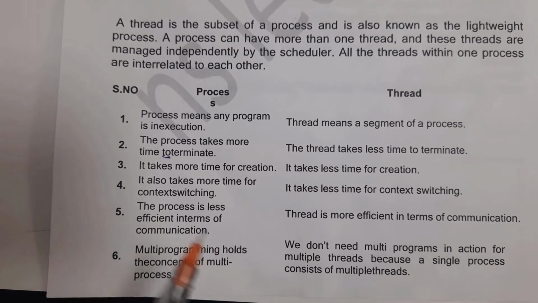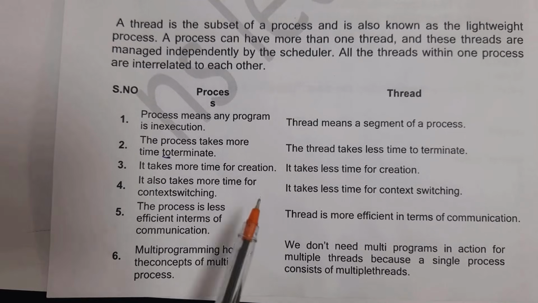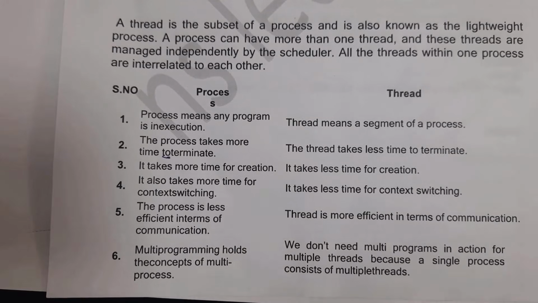Process takes more time for context switching. Context switching is nothing but if you want to change from one task to another task, it will take more time. Whereas in thread, it will take less time for context switching. And process is less efficient in terms of communication, whereas thread is more efficient in terms of communication.